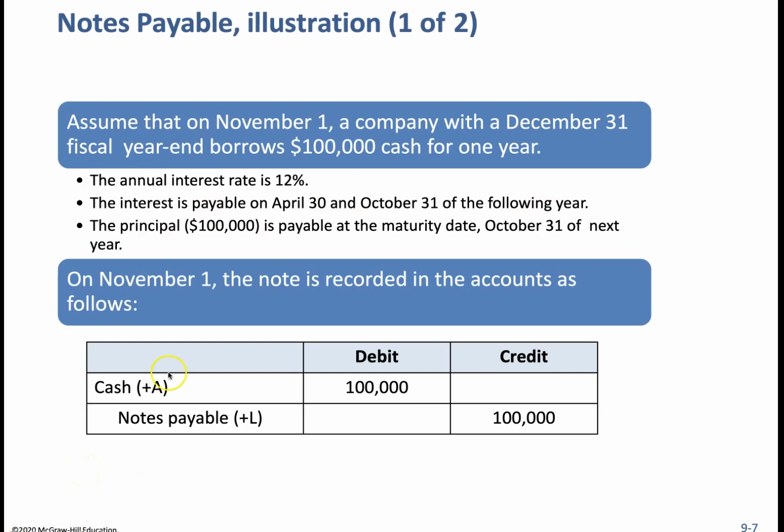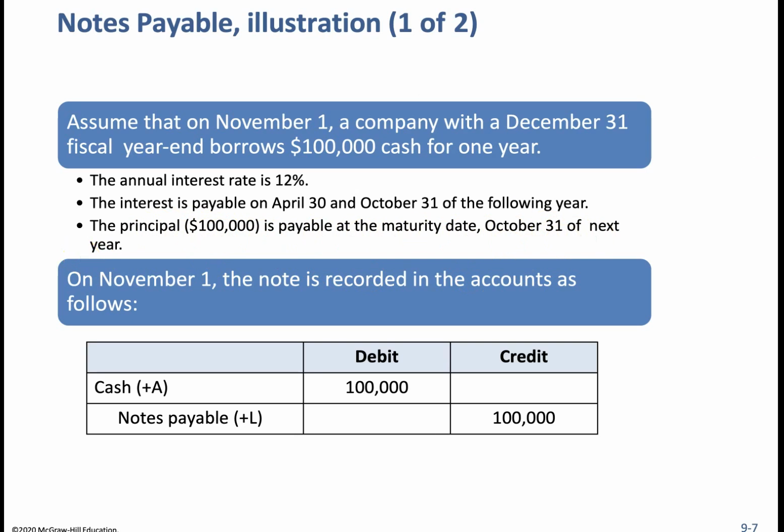Let's assume that on November the 1st, a company with a December 31st fiscal year end borrows $100,000 cash for 1 year. So this loan is for a year. The annual interest rate is 12%. The interest is paid on April 30th and October 31st of the next year. And the principal is repayable at the maturity date, October 31st of the next year.